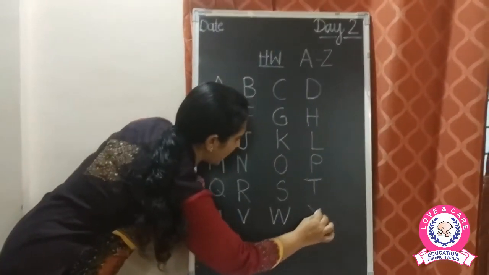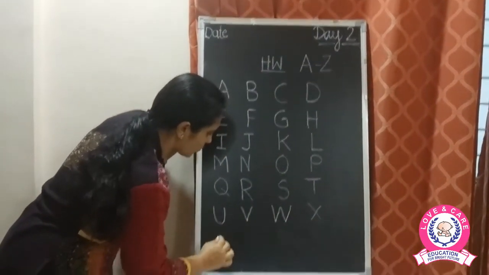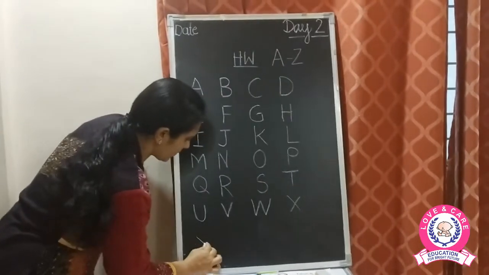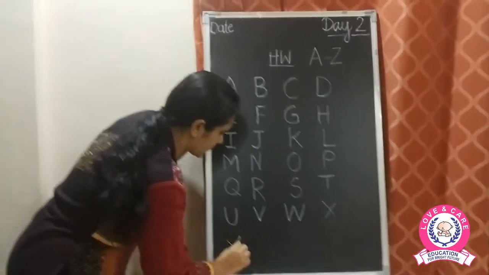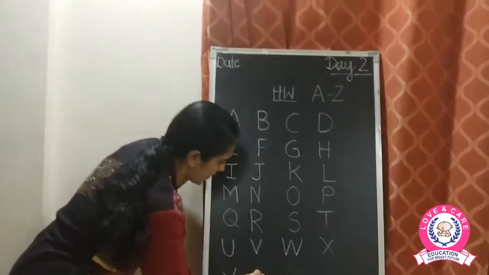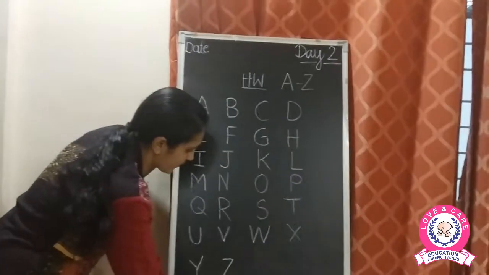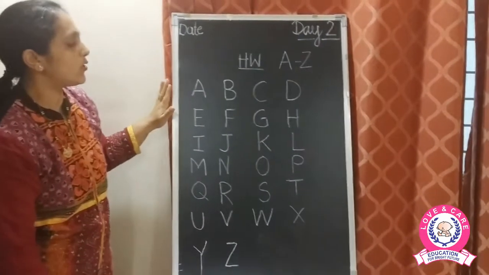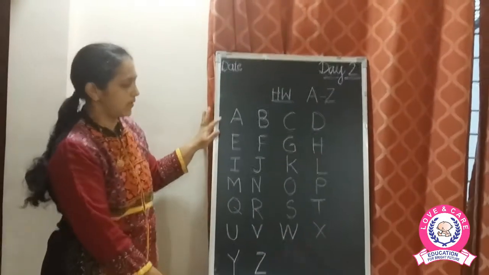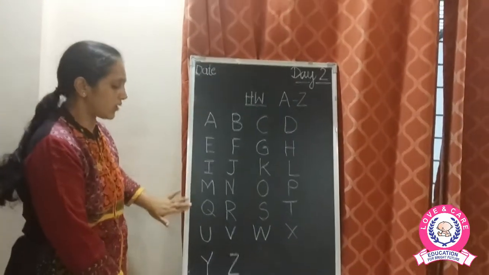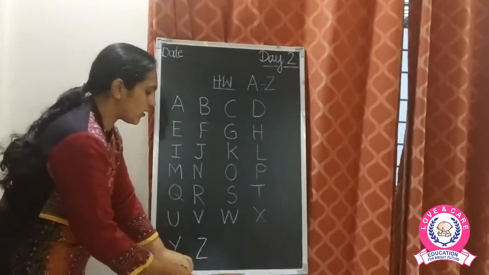Now we are writing Y and Z. There will be only two letters when you write the letter Y and Z. Do hi letter niche aayenge last mein. So this is already you we have learned in the previous class. Aapne nursery mein ye kiya hai. So this is just a revision when we started in our notebook.